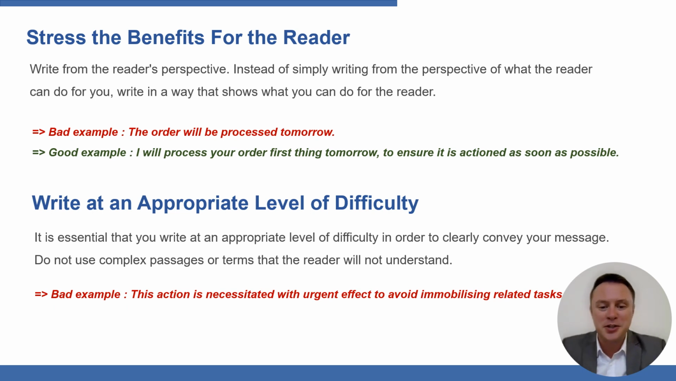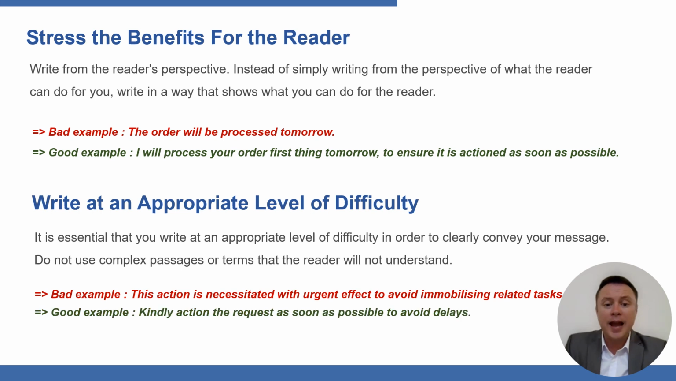"This action is necessitated with urgent effect to avoid immobilizing related tasks." This is an example of what the guy I was coaching was writing, and it's completely unnecessary. You probably don't know what that means, and a lot of people wouldn't. People have to read that 4 or 5 times to understand it. And what it means is simply this: "Kindly action the request as soon as possible to avoid delays." Much nicer, much simpler, and it'd probably get a faster response. So, stress the benefits for the reader and write at an appropriate level of difficulty.